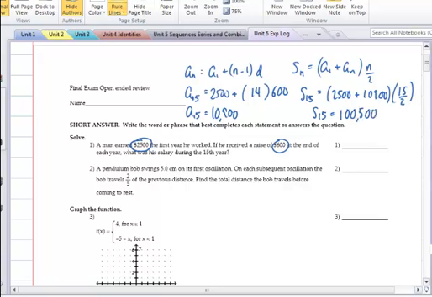The next one is a geometric sequence. In this one, the pendulum is at its center point position, and each time it goes back and forth, the distance is decreasing by 2/5 its previous distance. Find the total distance it travels before coming to rest. So this is considered to be an infinite geometric series.